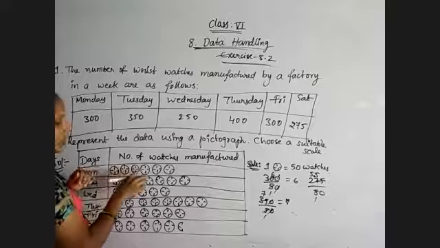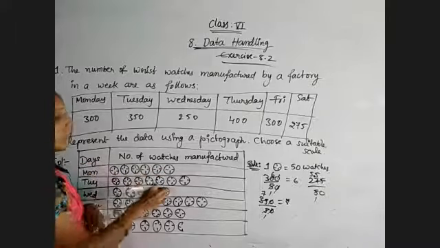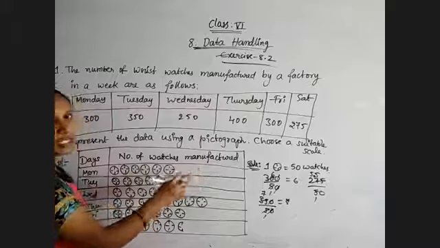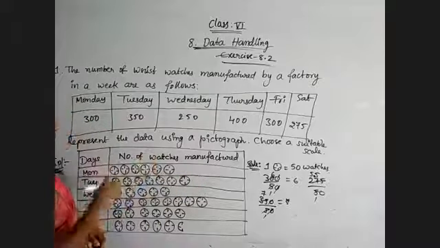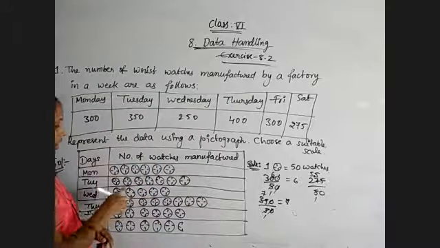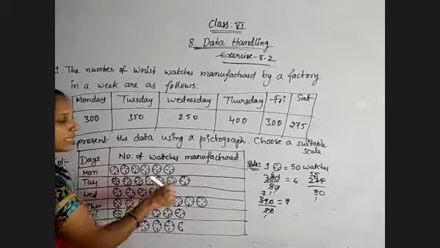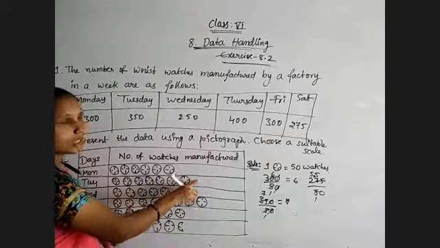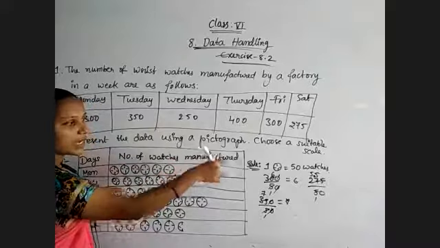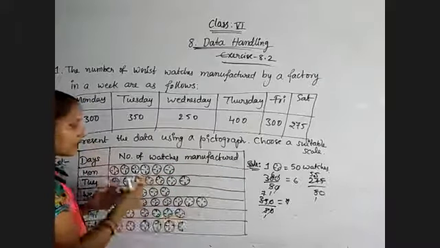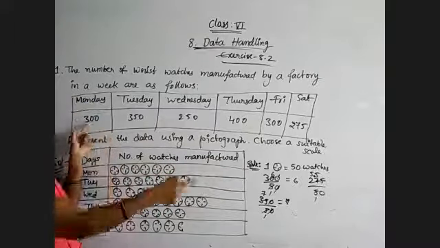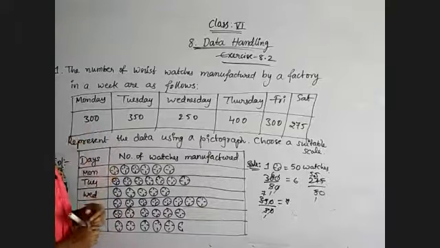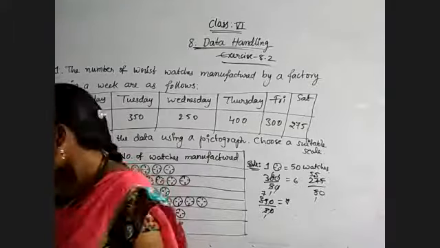1, 2, 3, 4, 5, 6 symbols are there. So 6 into 50. 6 5s are 30, 300 we will get. Okay. And 1, 2, 3, 4, 5, 6, 7. 7 into 50. So when symbols are given, multiply with that scale. And if the value is given, divide by the scale to get the symbols. Okay. Don't confuse. Next.